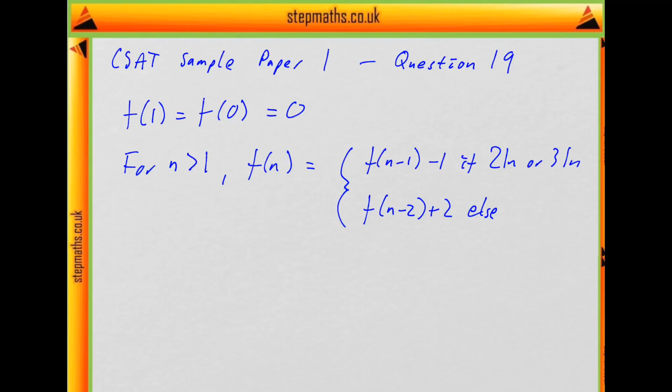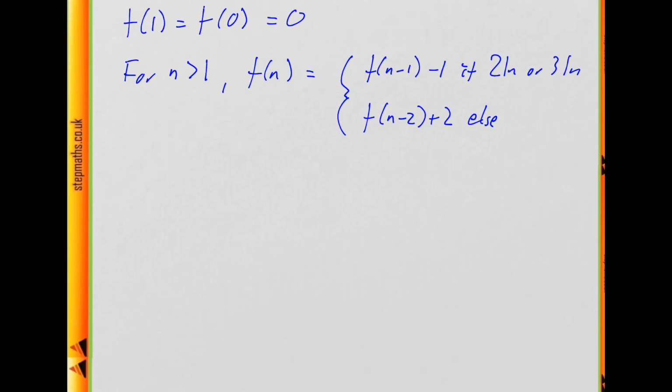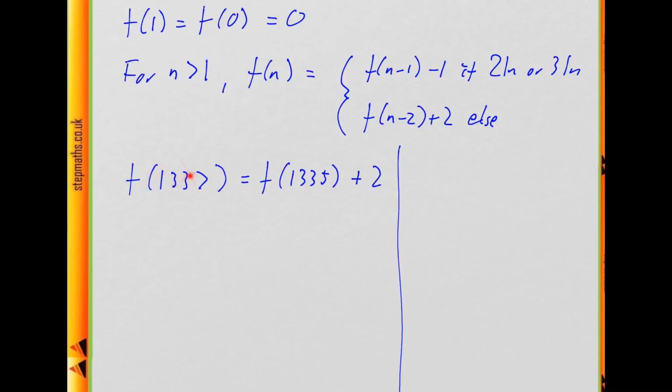Okay, so what am I going to do first? I'm going to start applying this to f of 1337 over here, and then we'll work out what's happening in general over here. So first of all, f of 1337. Is it divisible by 2? Definitely not. Divisible by 3? Well, let's add up the digits, they add up to 14, so no. So that means we use this rule, so we decrease by 2 to 1335, and then add 2.